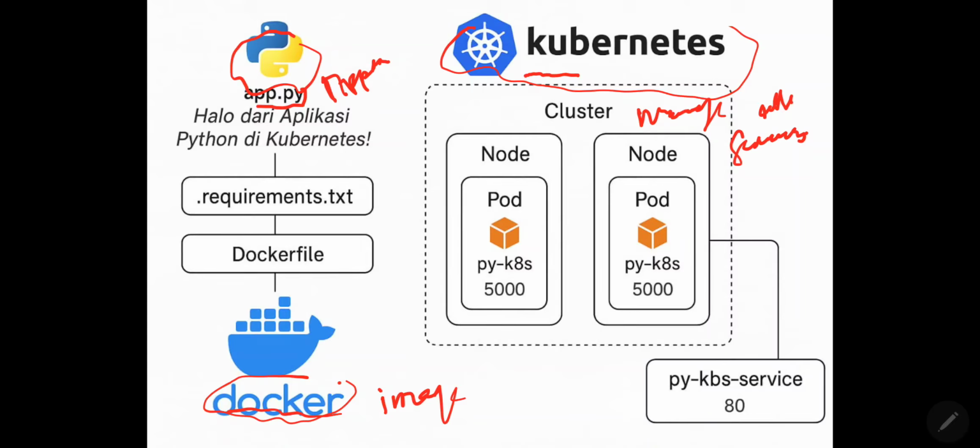Next, requirements.txt. This is like the list of ingredients of your food. If you want to make something, maybe you need noodles, eggs, or other ingredients. This is the ingredients of your food.